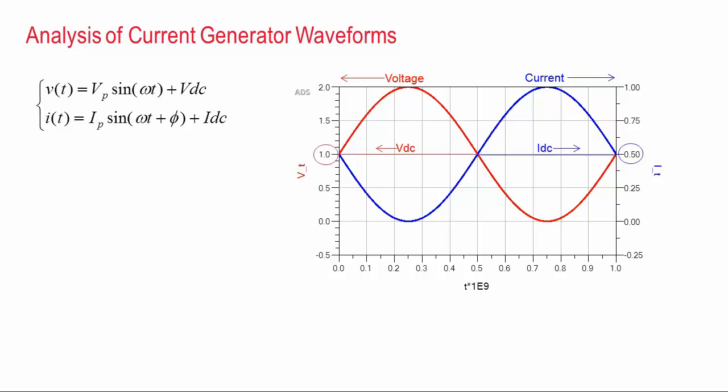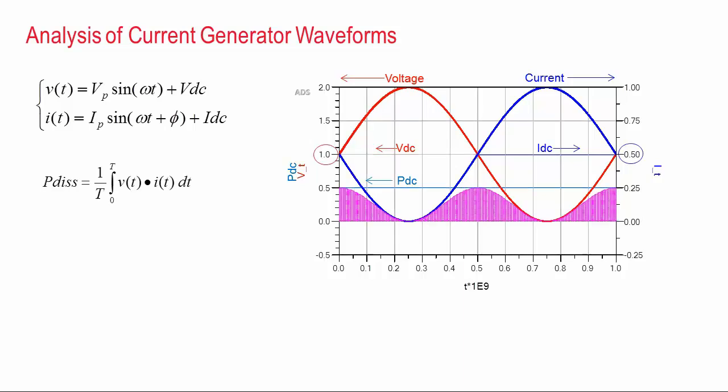And these sinusoids are swinging from a peak of twice the DC value to a minimum of zero. We can also show the DC power directly on this plot, and obviously it's constant over time. And since these waveforms are always positive, to find the dissipated power, we simply multiply the waveforms together and integrate. The result will be positive, and this represents the portion of the DC power which is dissipated inside of the device at the current source.